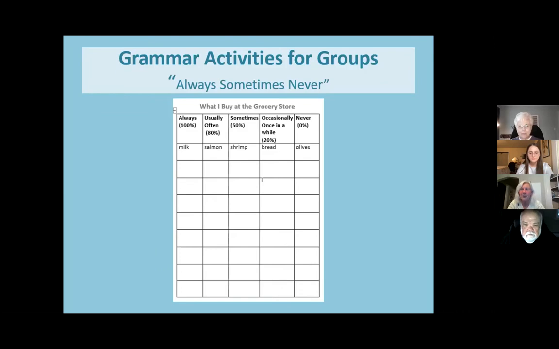I think you're unmuted. Do you want us to use the choices that are on the board? No, I want you to tell me something you occasionally buy at the grocery store. Okay. Give me a complete sentence. I occasionally buy gum at the grocery store.